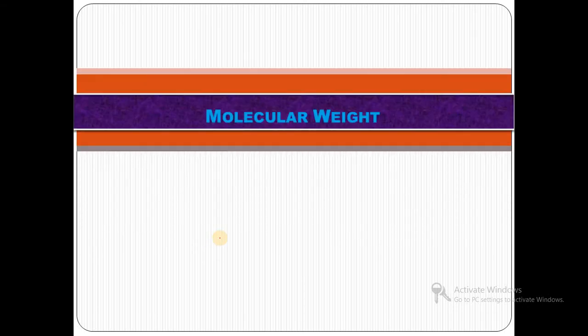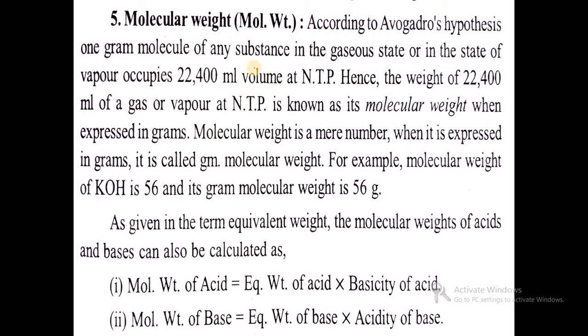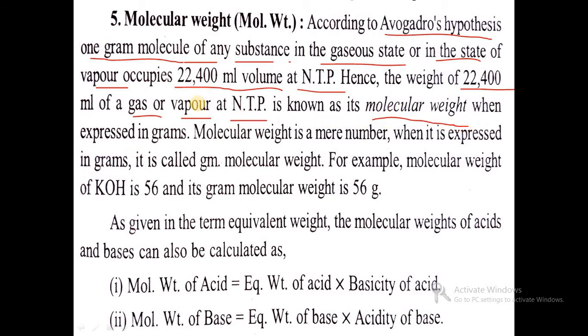Then next we will see molecular weight. According to Avogadro's hypothesis, 1 gram molecule of any substance in the gaseous state or in the state of vapor occupies 22,400 ml volume at normal temperature and pressure. Hence the weight of 22,400 ml of a gas or vapor at NTP is known as its molecular weight when it is expressed in grams.